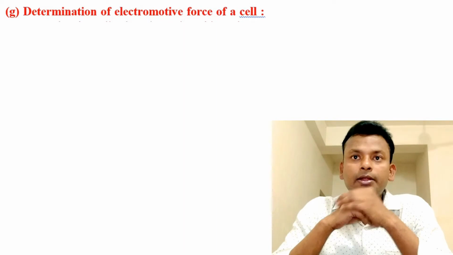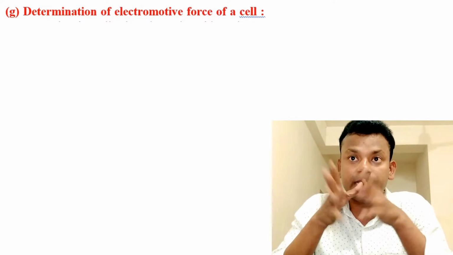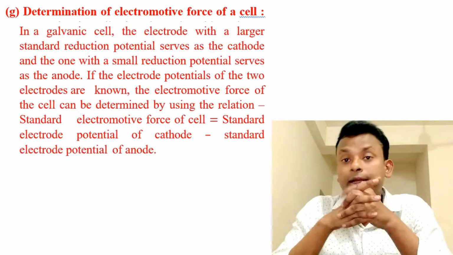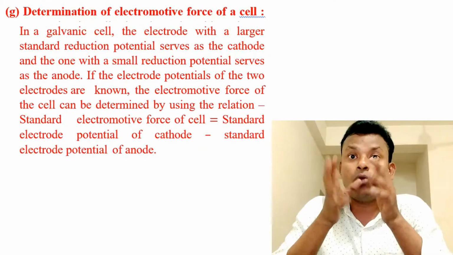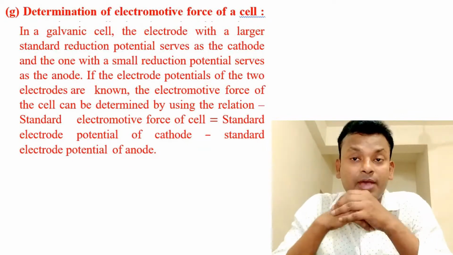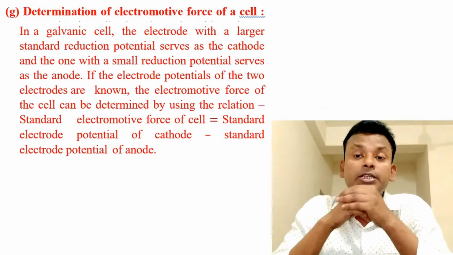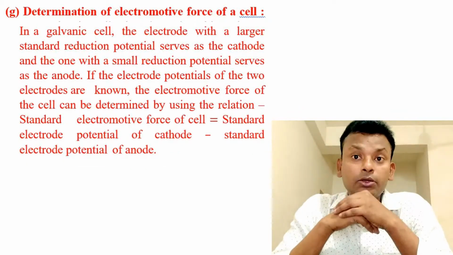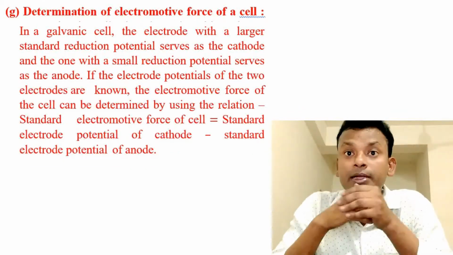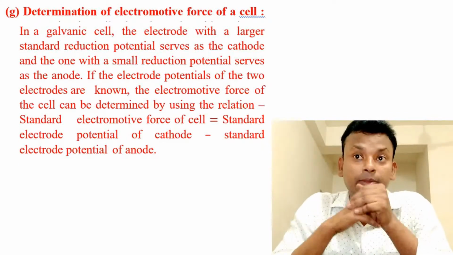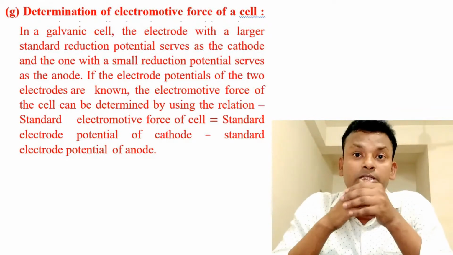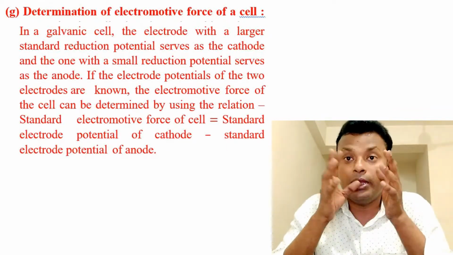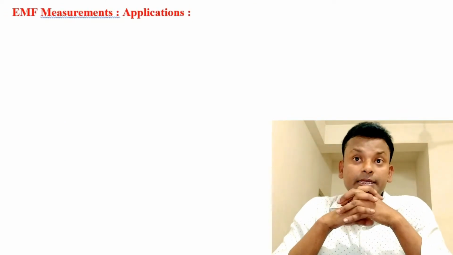Point G. Determination of electromotive force of a cell. In a galvanic cell, the electrode with the larger standard reduction potential serves as the cathode and the one with the smaller reduction potential serves as the anode. If the electrode potentials of the two electrodes are known, the electromotive force of the cell can be determined using the relation: standard electromotive force of the cell equals the standard electrode potential of the cathode minus the standard electrode potential of the anode.